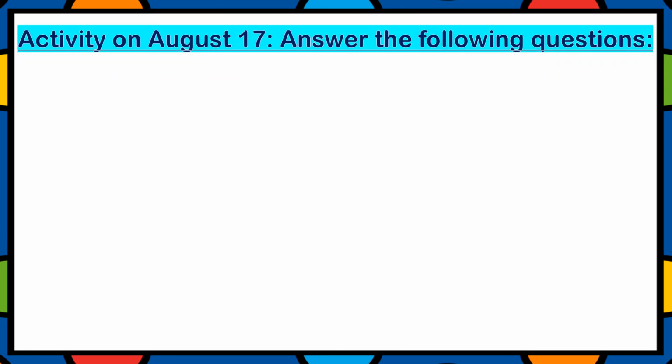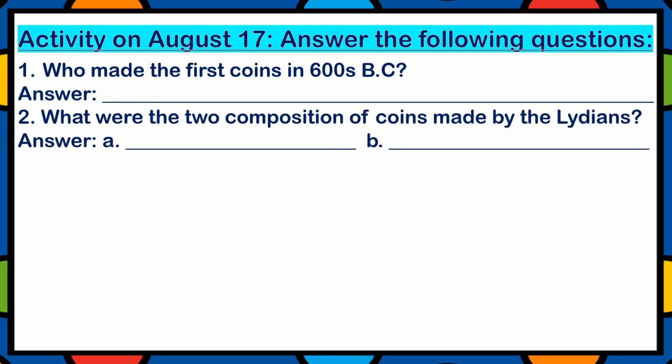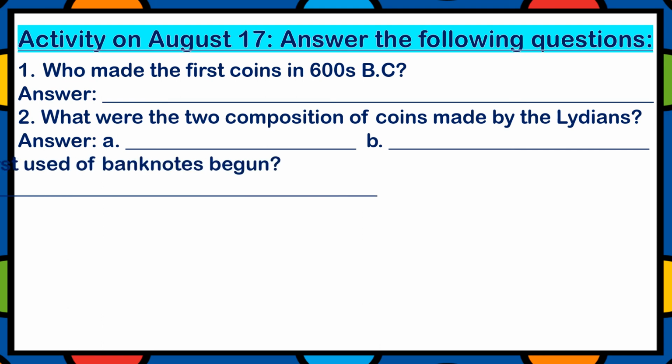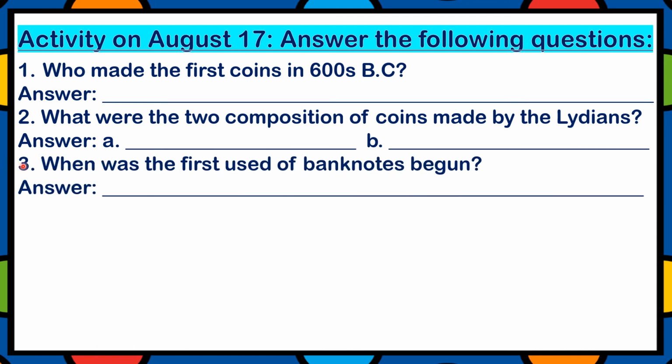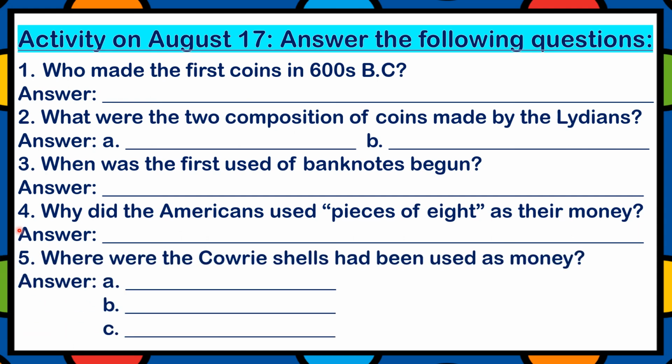Class, it's time for me to give you an activity to answer for August 17th. The first question is, who made the first coins in 600 BC? The second question, what were the two compositions of coins made by the Lydians? Number 3, when was the first use of banknotes began? Number 4, why did the Americans use pieces of 8 as their money? And the last question, where had the cowrie shells been used as money?